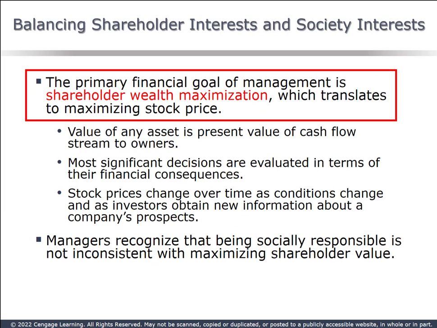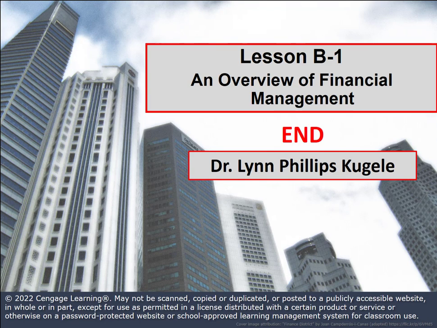The main takeaway from this chapter is on this slide. The primary goal of management is to maximize shareholder wealth, which means maximize the stock price. All decisions should be made with that goal in mind. Social responsibility is not inconsistent with maximizing shareholder wealth, but must be carefully considered. This ends our introduction to financial management.